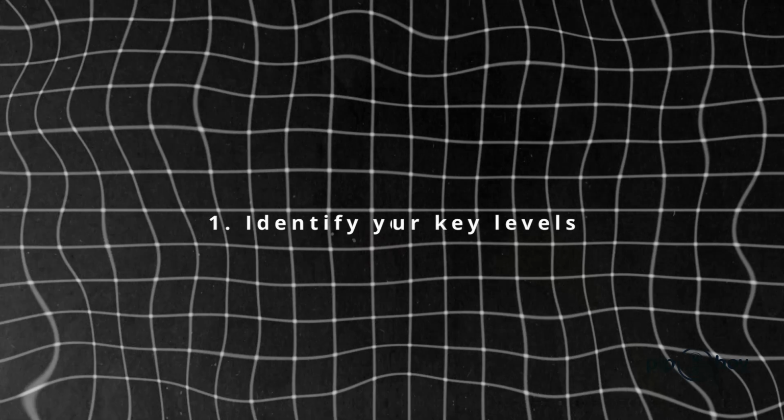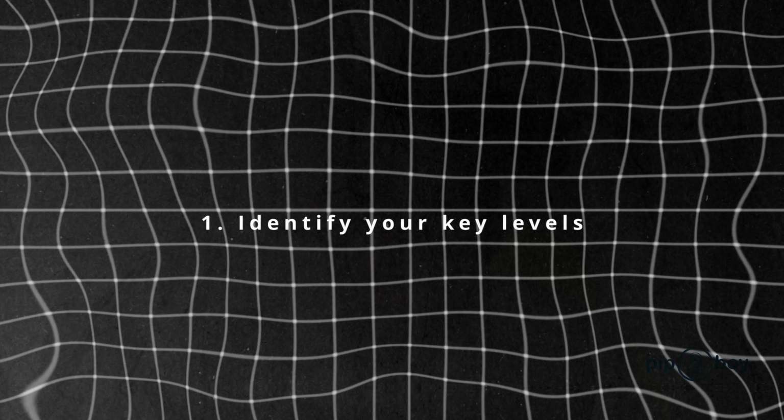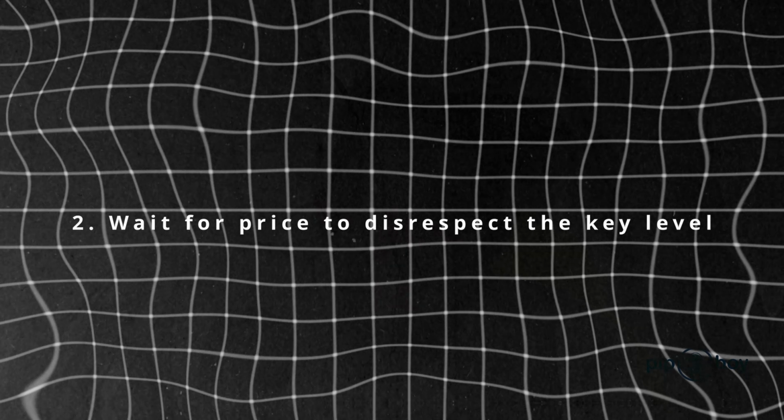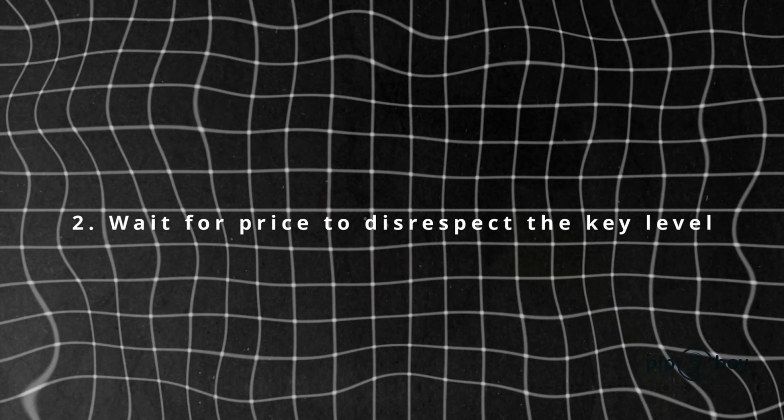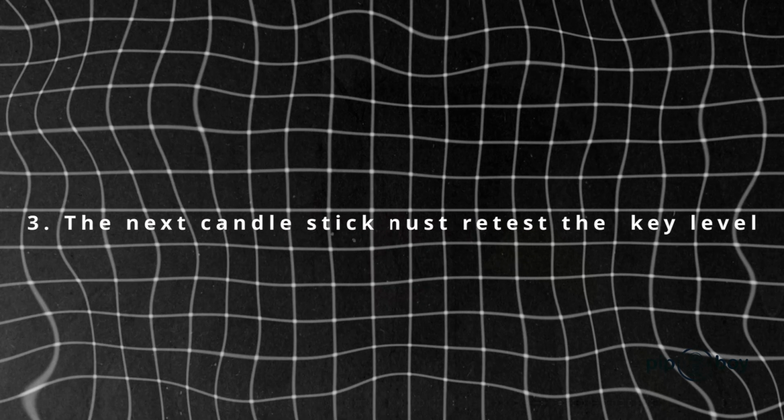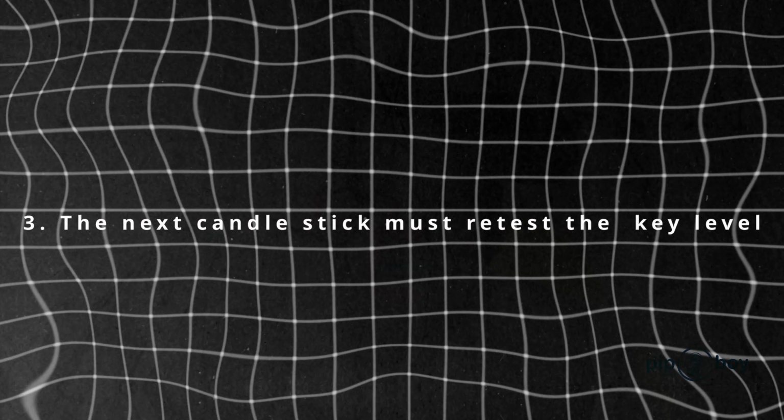Let's get straight into the steps. So basically this strategy is very basic. We only have 3 steps for the strategy. The first step would be to identify your key levels. Your second step would be to wait for price to disrespect the key level, either to the upside or to the downside, and the third step would be for the next candlestick to retest the key level, and then you take your trade when you get the retest.